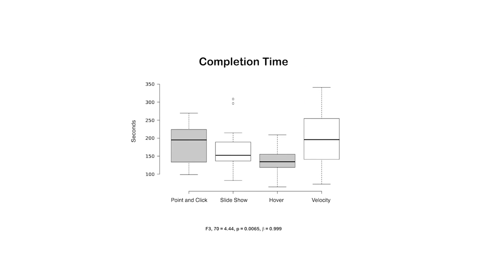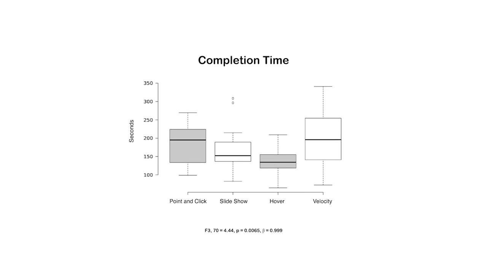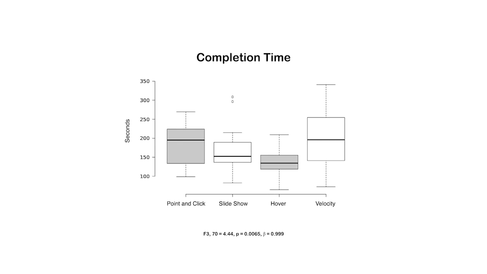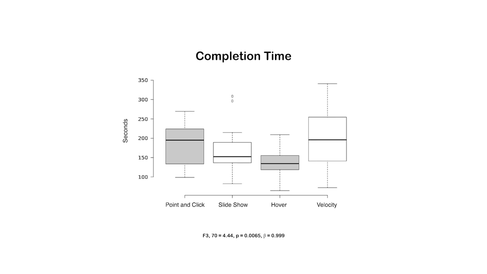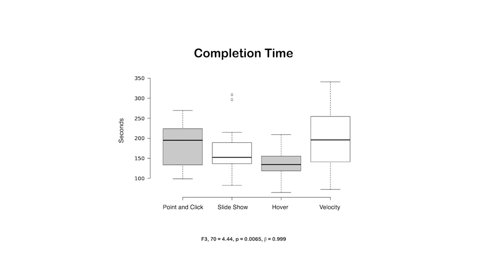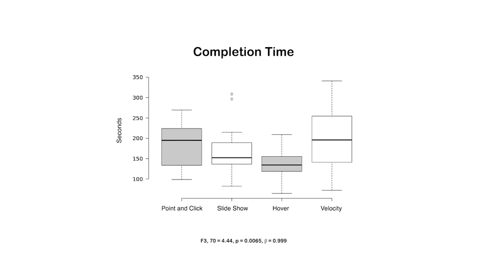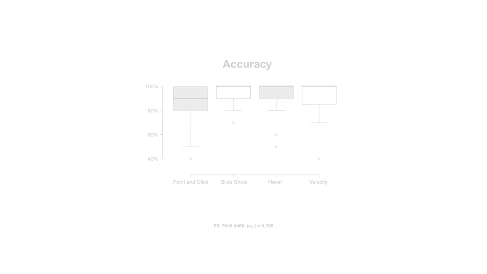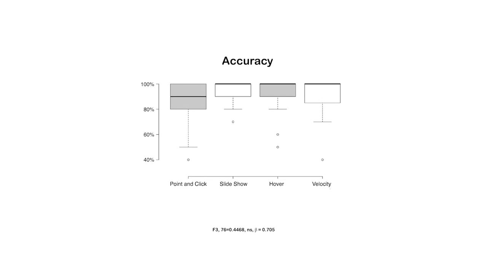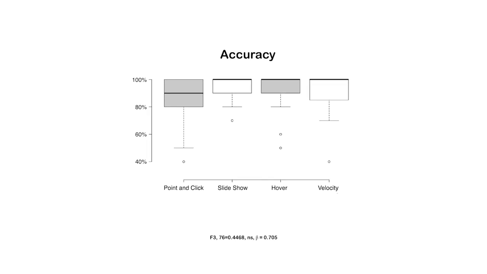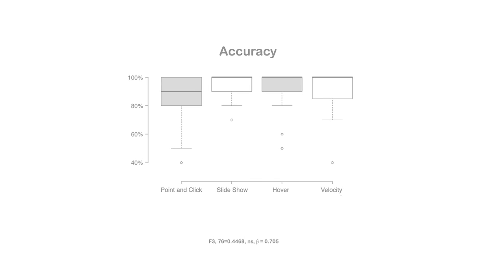Guess what we found? The effect of user interface method on task completion time was statistically significant. Post hoc tests showed significant differences between the hover and velocity groups and between the hover and point and click groups. The slideshow and velocity interfaces were not significantly faster than the point and click interface. As for accuracy, we found no significant differences between the 4 groups. It is nice to know that the improved performance in time does not come at the expense of accuracy.